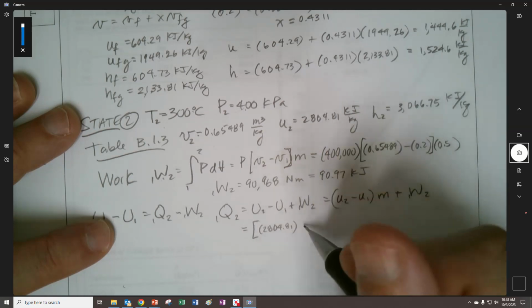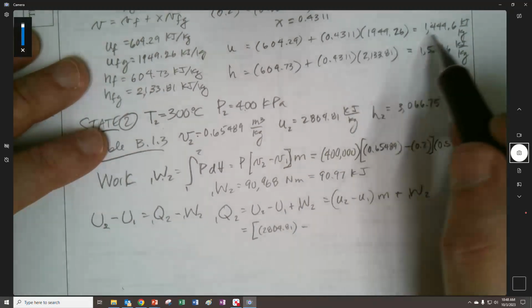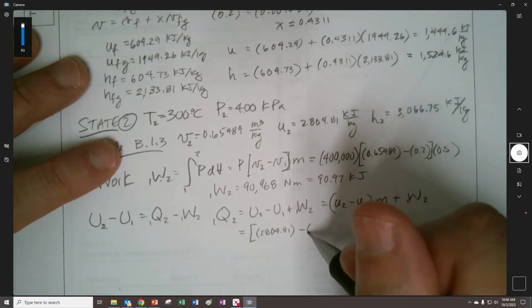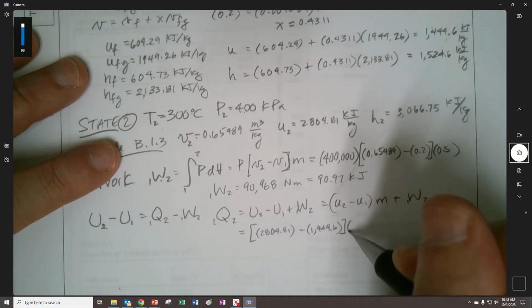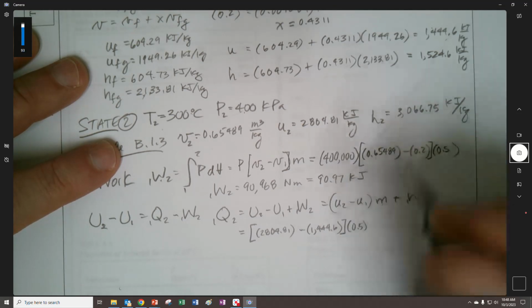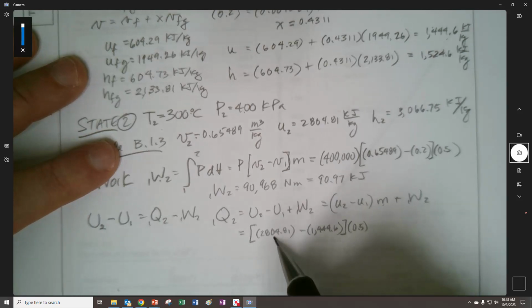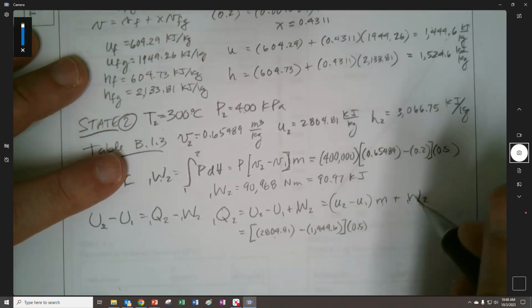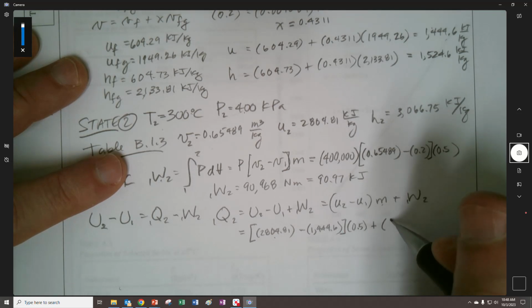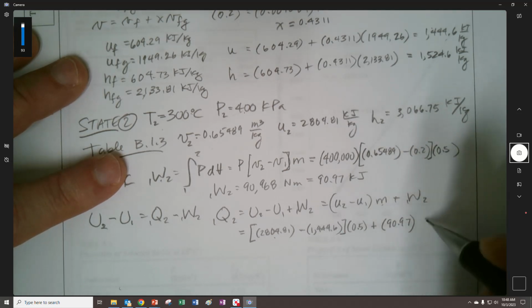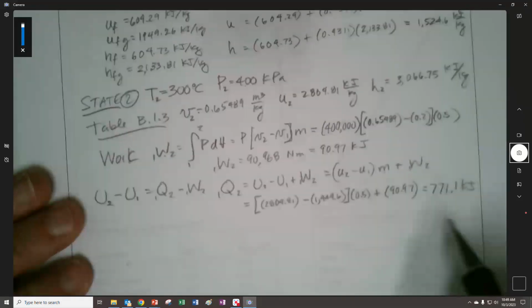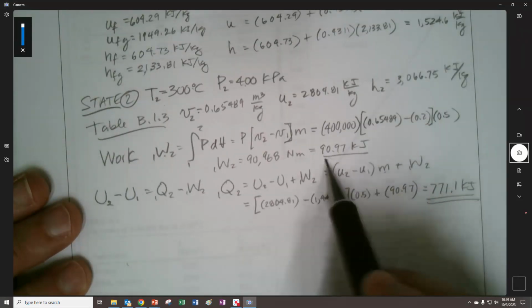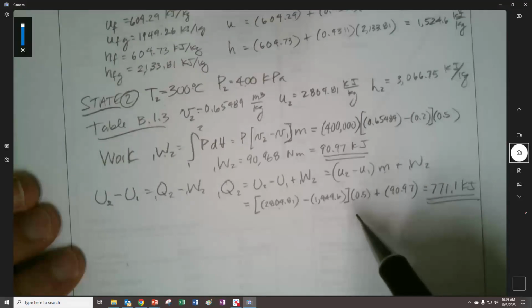So I'll write that here: 2804.81 minus, come back up to here, 1444.6, times 0.5, because it's times the mass, right? These are kilojoules per kilogram, and we multiply by kilograms so that we're compatible with this, and we add in 90.97, and what we're left with is 771.1 kilojoules. All right, so there is the work and the heat.